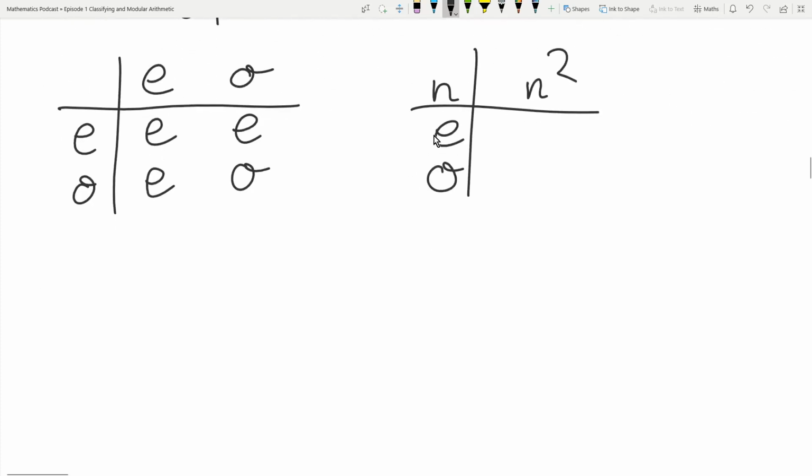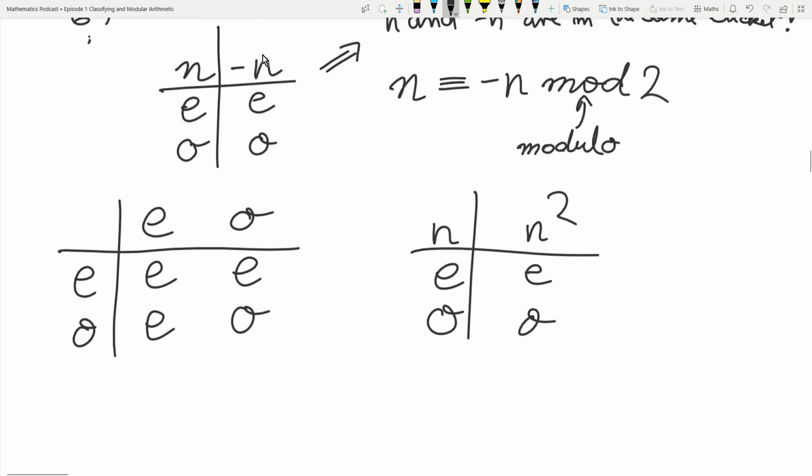Well, let's look. n is an even number, and I multiply it with itself, which means it's still an even number, which means they are even. Well, look at n. n is an odd number. I multiply it with itself, which is an odd number, which means we have an odd number. This looks just like this one. So what we can conclude is that n is essentially the same as n squared when you look at this modulo 2. Even stays even, odd stays odd.